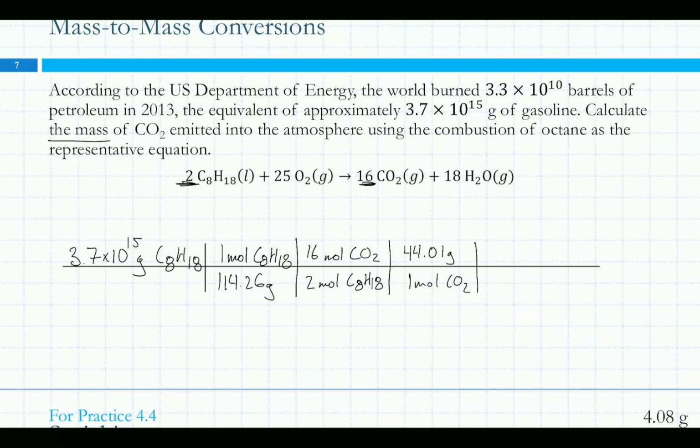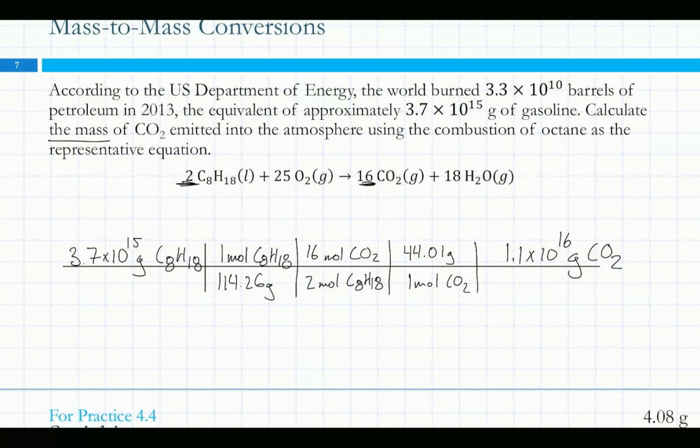So 3.7 times 10 to the 15 times 16 times 44.01 divided by 114.26 divided by 2. So this is going to be 1.1 times 10 to the 16 grams of CO2. And yes, you can simplify the mole ratio if you want to, right? The math comes out the same. Whether or not you do 16 and then you divide everything also by 2, or if you do 8 and 1, it's the same thing.